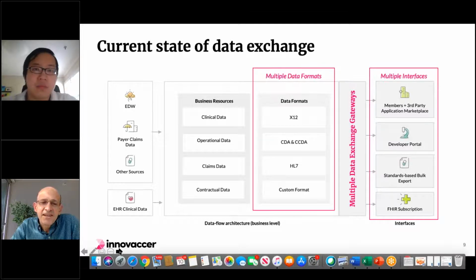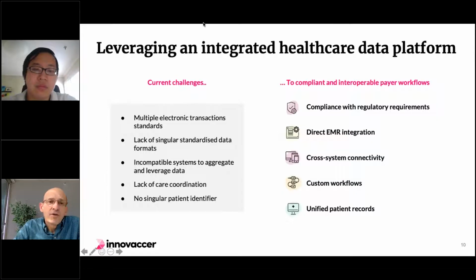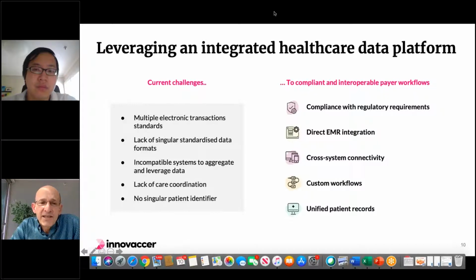No, that makes a lot of sense, Mike. And I think it really highlights a number of the key challenges that payers face. There are all these different electronic transaction standards. There's a lack of a singular standardized data format. You have all these different systems, and those of us who work in payers, and have worked in payers, know there's a gazillion systems that don't speak to each other, and trying to get the data aggregated and then to be able to leverage that is a huge feat, which we can get into. And then ultimately in the clinical landscape, it leads to a lack of coordination for care.